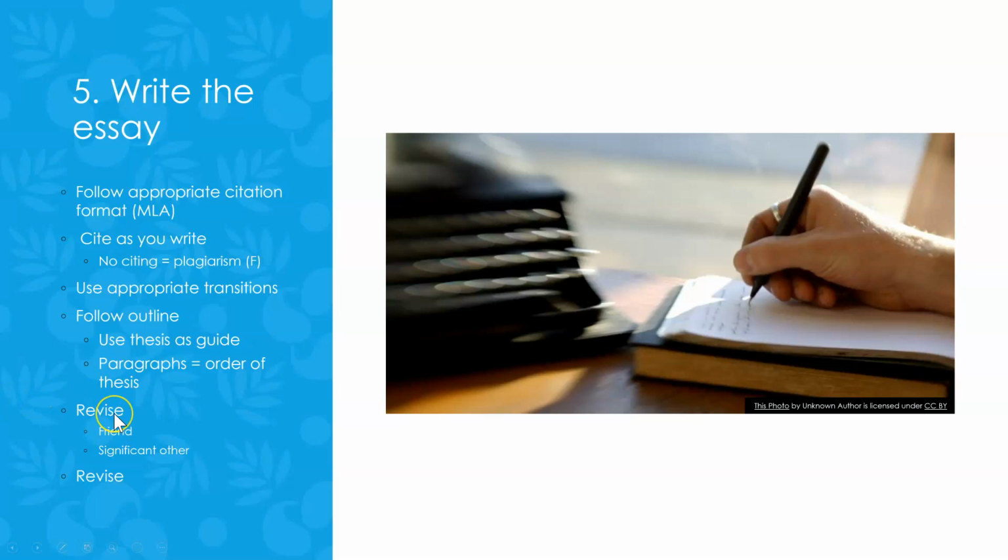Always revise. You can never revise too much. If you have a friend or a significant other, somebody who can take a look at your paper and help you revise it, edit it, that's always an excellent way to get a good grade. And then finally, revise more. Even when you think you are done, you probably are not. So you can just continue revising until you have a perfect paper. So those are the 5 steps to writing an essay. I hope you find it pretty easy to follow.